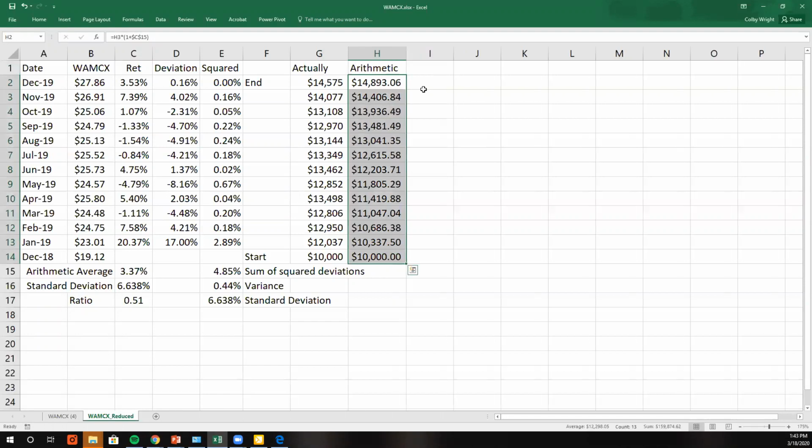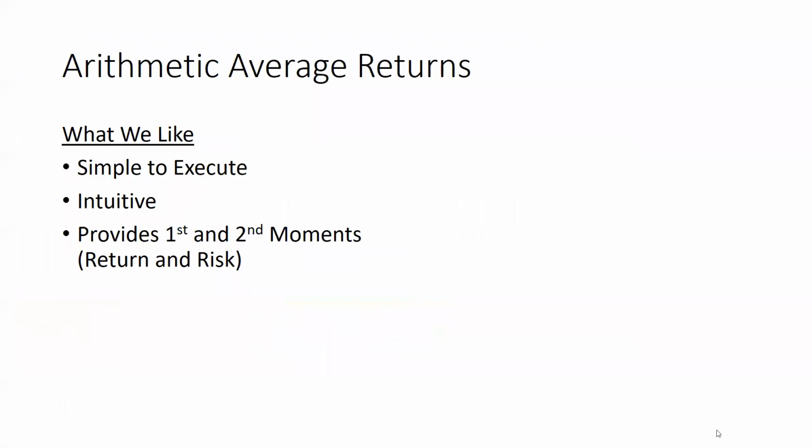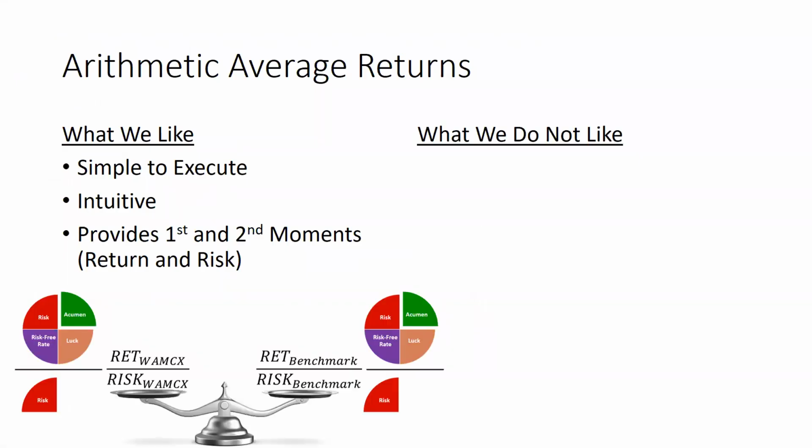Notice that the result I get from using my arithmetic average return is not what actually would have happened. This is what I mean when I say it's just wrong. And the reason for it is arithmetic average does not take into account the effects of compounding. That's what I'm getting at right here. So there's a lot to like about it, but it misses the effects of compounding, which means it's wrong. And if it's wrong, don't use it.